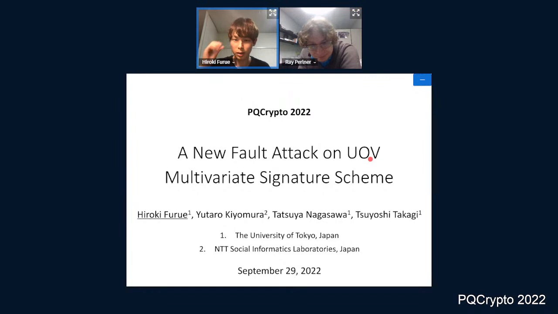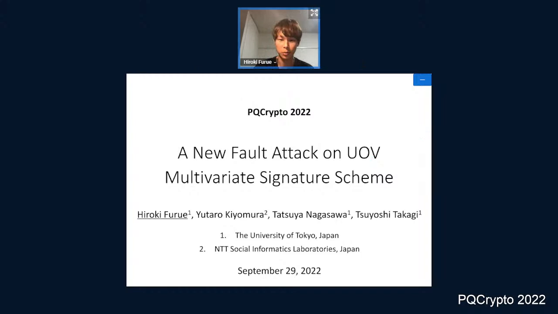Thank you. Hello, my name is Hiroki Furue from the University of Tokyo in Japan, and I want to talk about a new fault attack on the UOV multivariate signature scheme. This is joint work with Yutaro Kiyomura, Tatsuya Nagasawa, and Tsuyoshi Takagi.